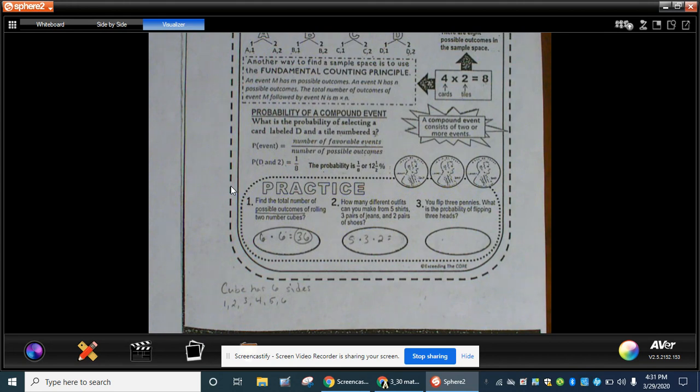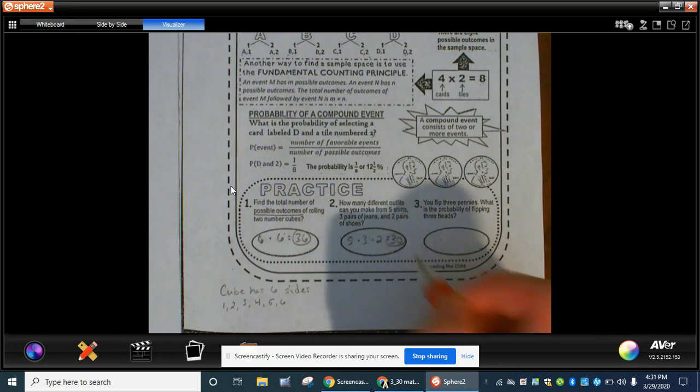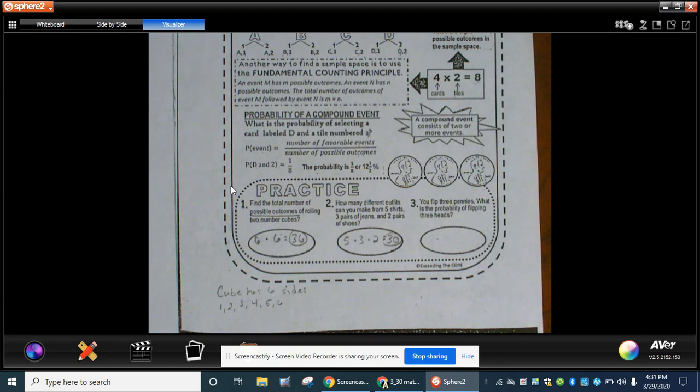So we're going to take 5 times 3, which is 15, and multiply that by 2. We should be able to have 30 outfits with 5 shirts, 3 pairs of jeans, and 2 pairs of shoes. Kind of hard to believe, isn't it? But that is the case here.